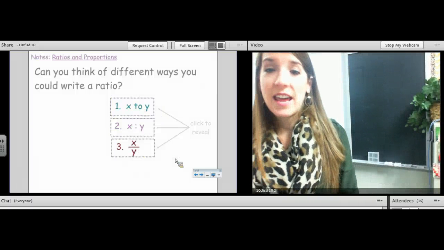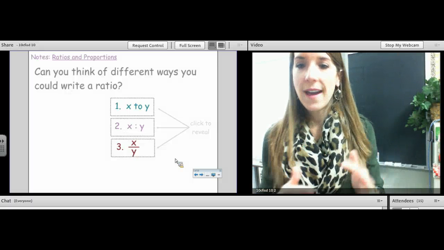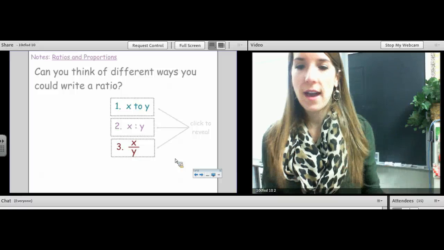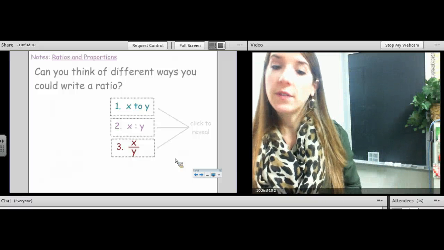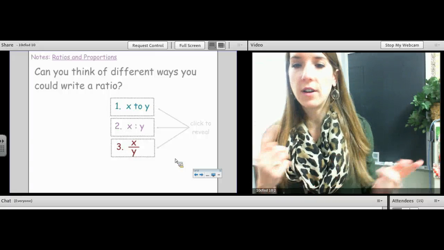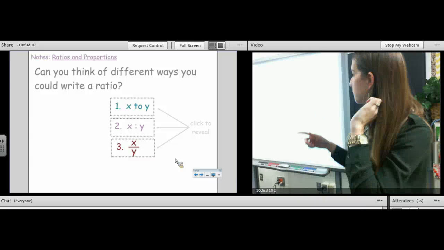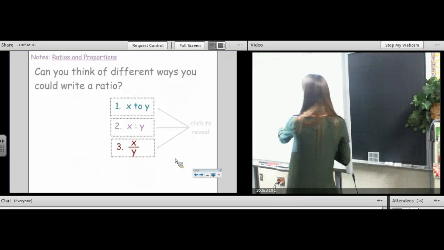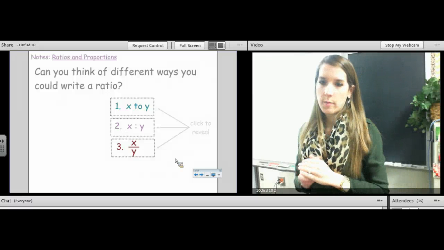Okay, so you can say x to y with the word "to." You can do x to y with a colon, and you can do x to y with a division sign. So those are 3 different ways that we can write a ratio, and we will interchange between those ways. Notice when we do put a colon or x to y, the x goes in the numerator and the y goes in the denominator. That's really important.